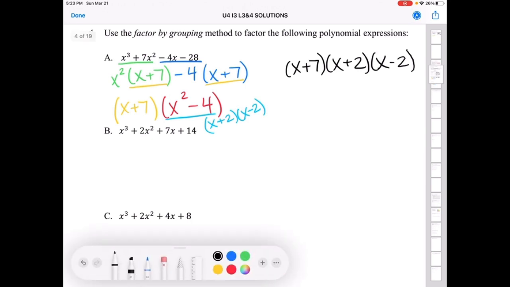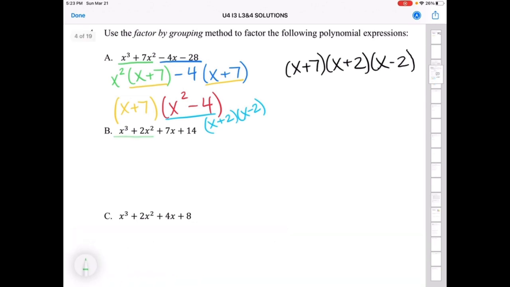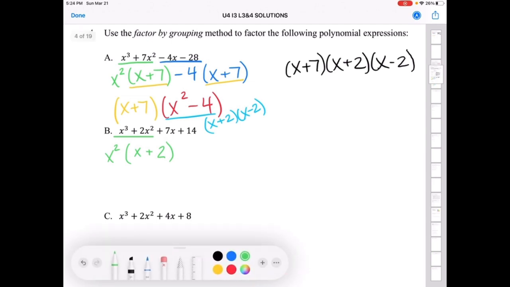I'm going to do the same process again for B. So starting off with green, my first two terms, I can factor out an x squared. So if I factor an x squared out, then I'm going to be left with x plus 2. X squared times x will give me that x to the third. X squared times 2 gives me that 2x to the second.